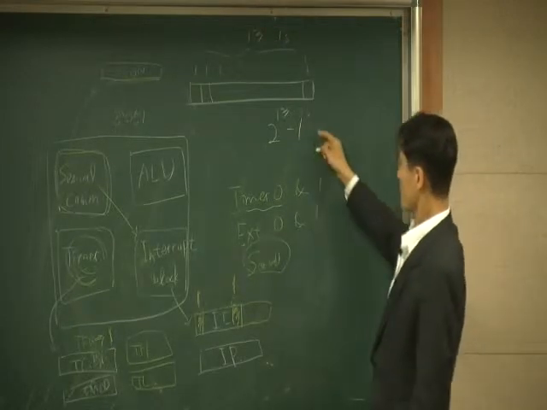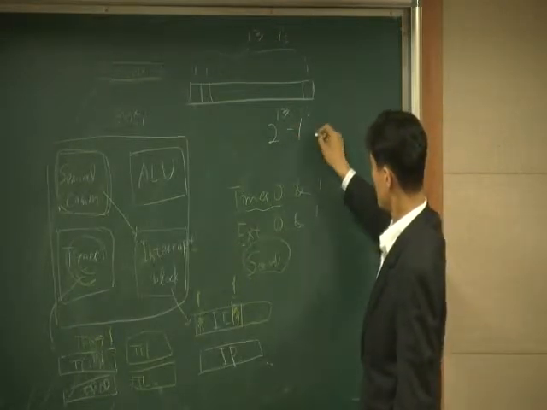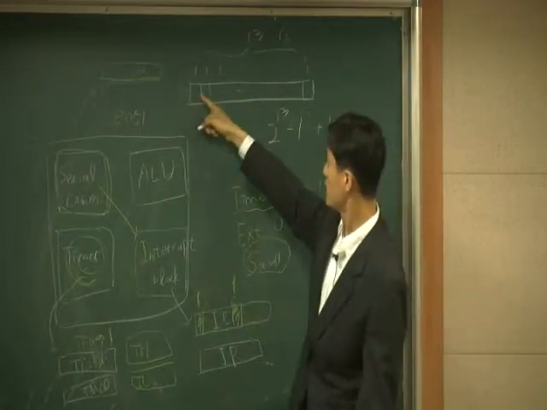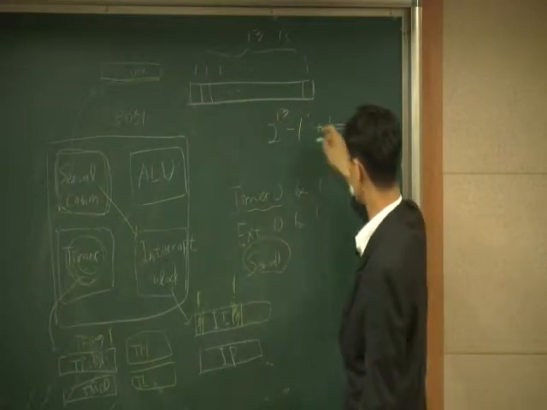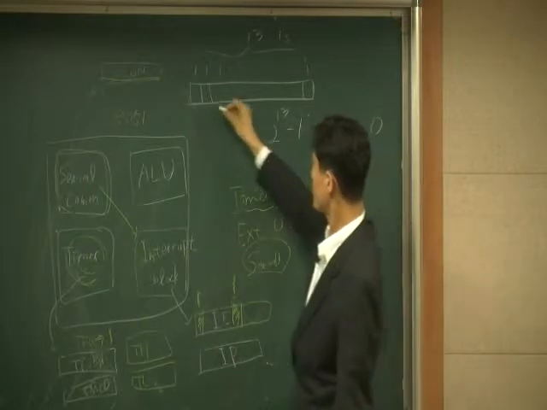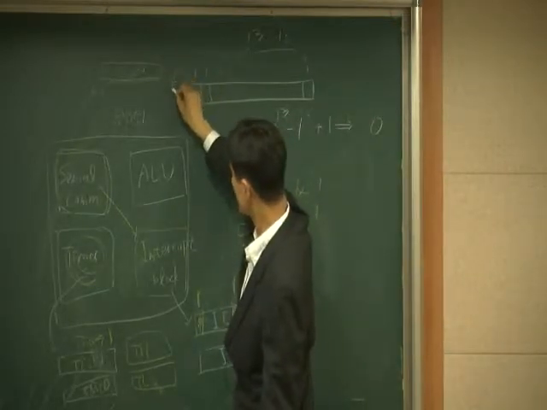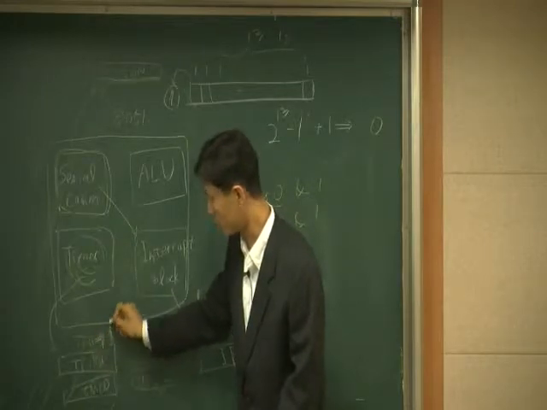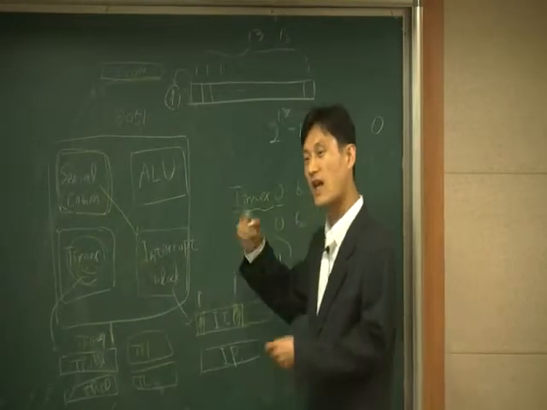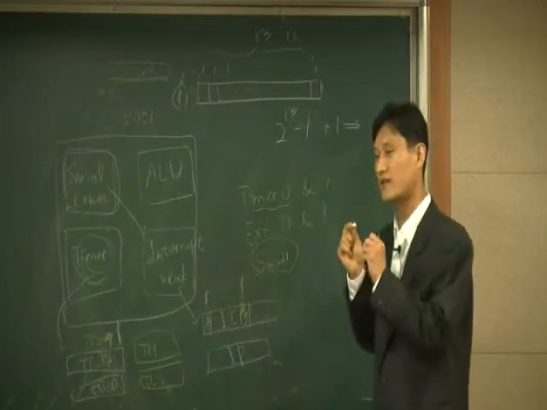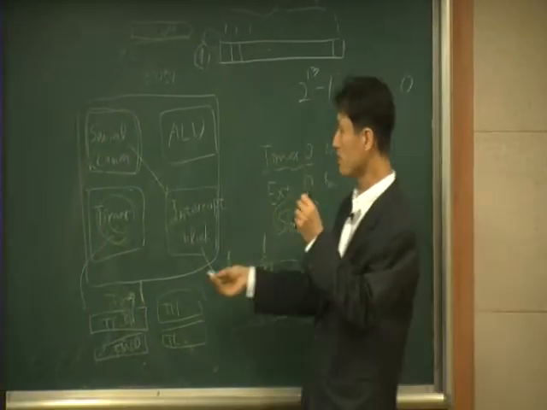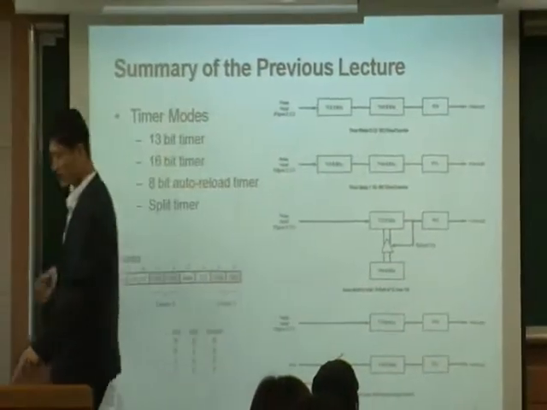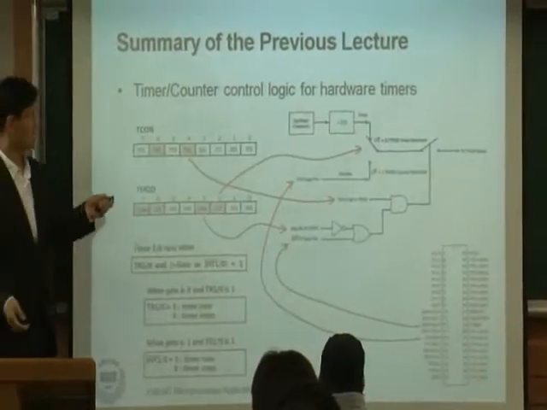Okay? That's the maximum. And if you have one more, then the value in this timer becomes 0, and now we have a timer overflow. So now TF0 becomes 1 at that time. Right? That's the time we want to detect. Okay, the detection is simply like we are watching this block.